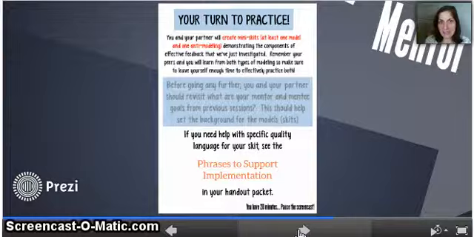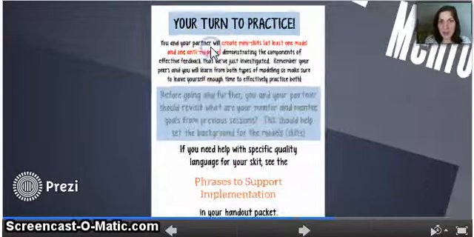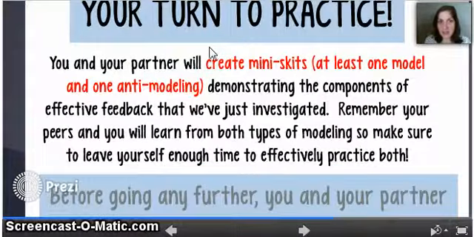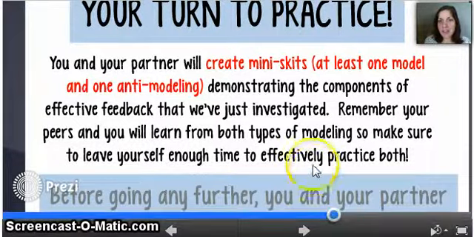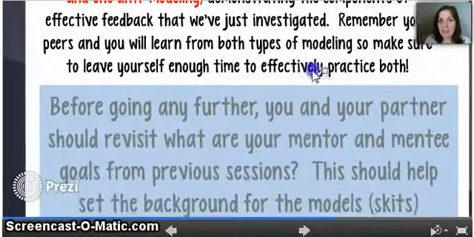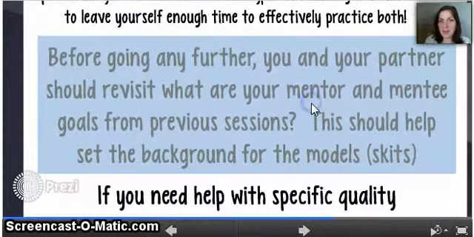I wanted you to be able to identify those components because in our next couple minutes together, it will be your turn to practice. So what you and your partner are going to do is create some mini skits. You need to make at least one model and one anti-model demonstrating the components of effective feedback. Now remember, you've just been introduced to this, so I don't expect you to be an expert. But what I really want you to be intentional about is trying to embed as many of the quality components as possible.